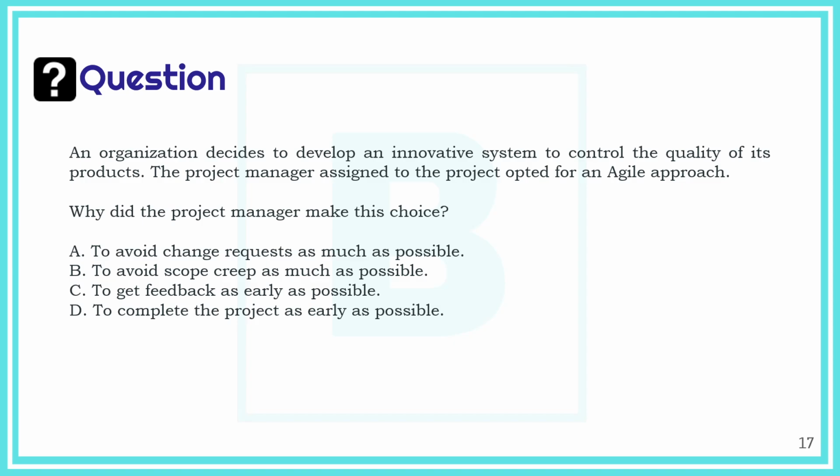Third question: an organization decides to develop an innovative system to control the quality of its products. The project manager assigned to the project opted for an agile approach.